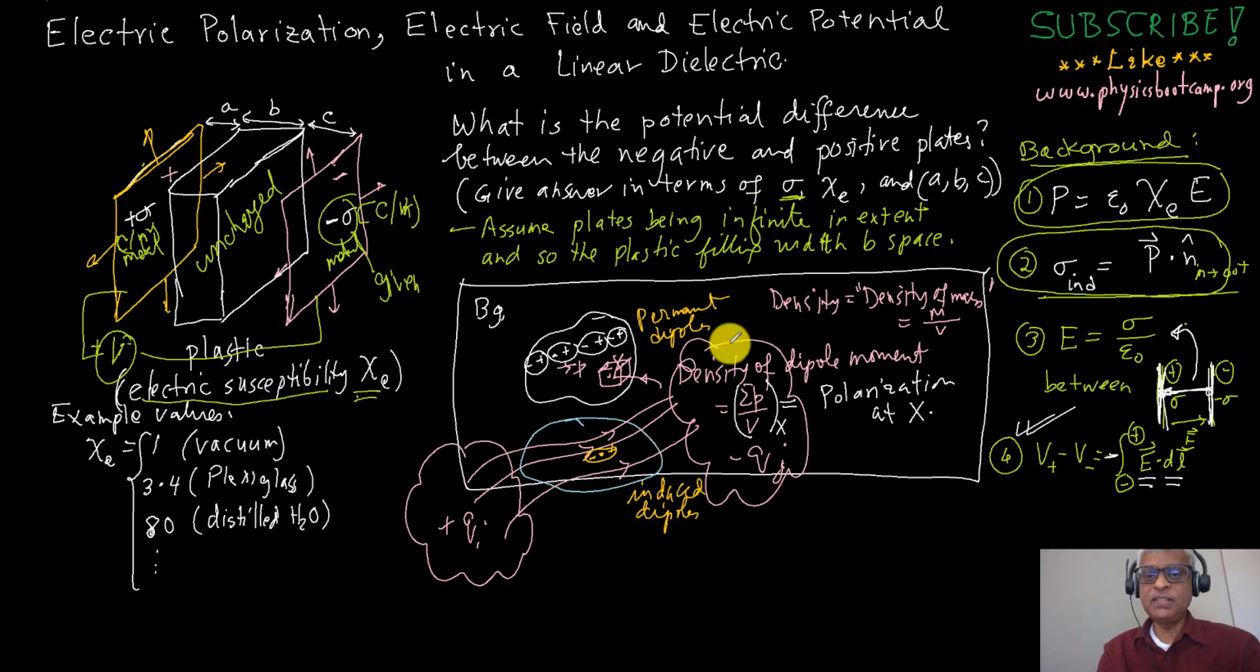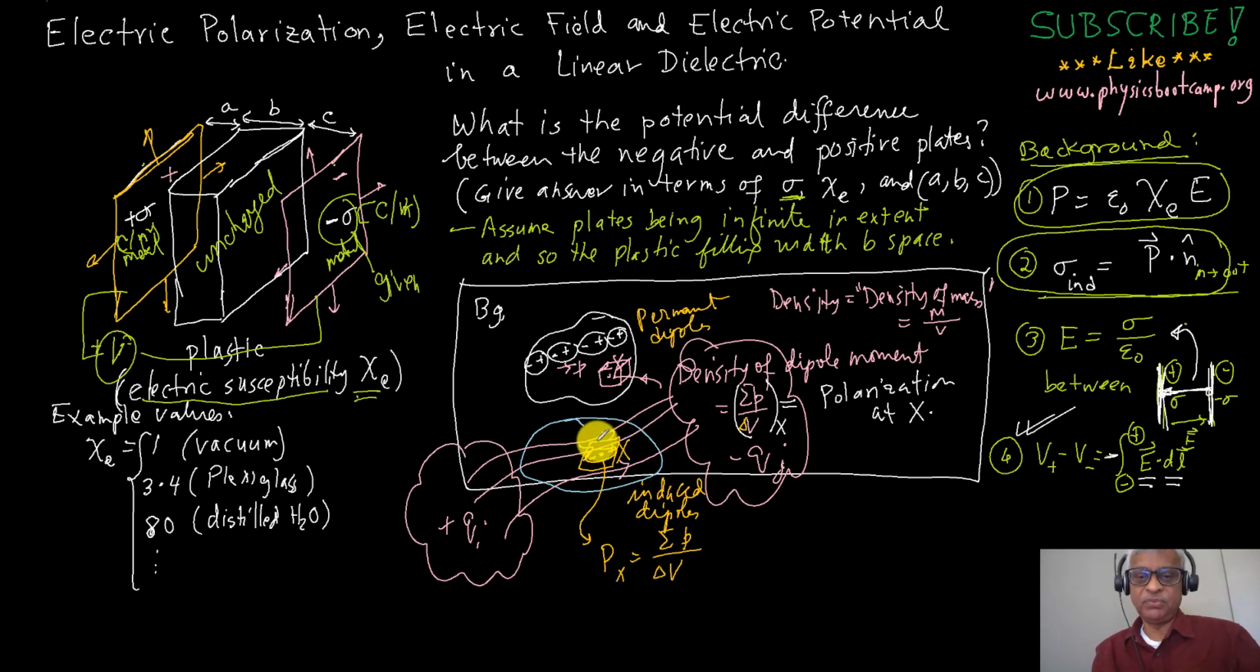So I can define it the same way. At this point x, I can define polarization at x as the sum of this p over delta V, a small volume. So just take a small volume here and ask what the dipole moment there is.